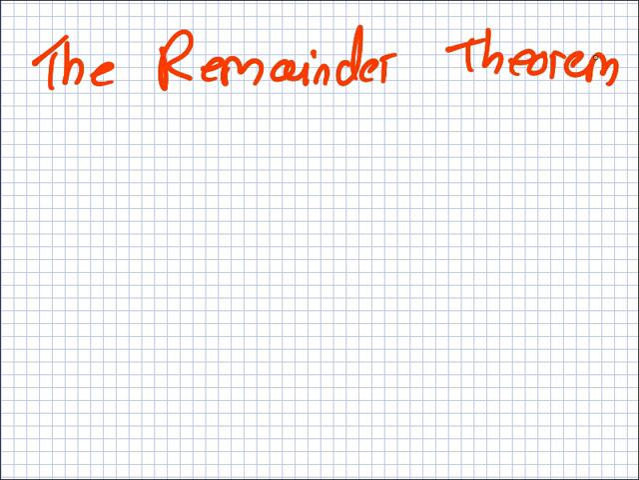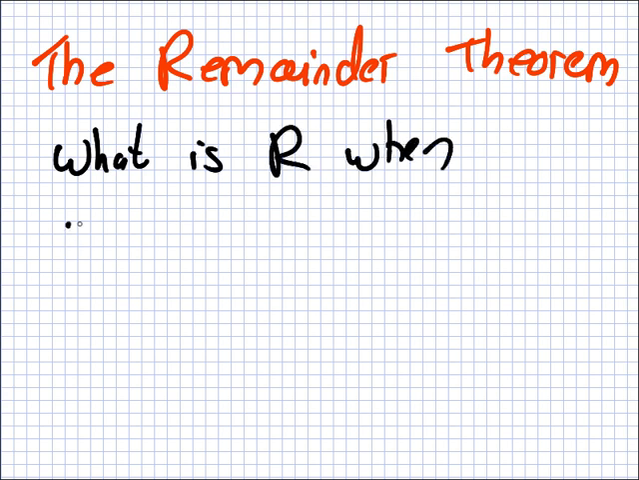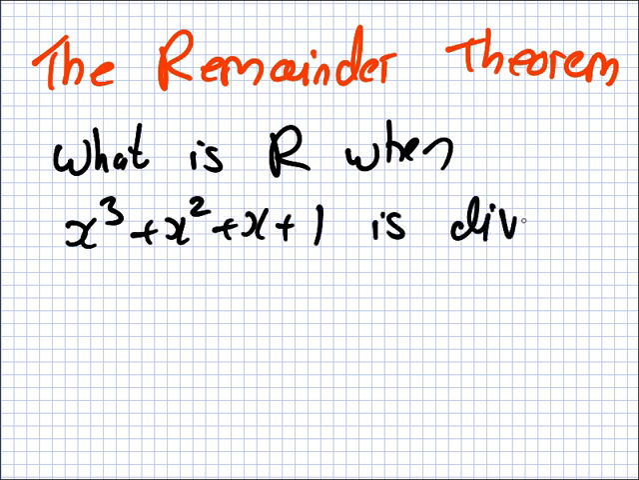So, what we're looking at now is something called the remainder theorem, and why it's useful. Let's imagine you have a problem like this. I might say something like, what is the remainder when x cubed plus x squared plus x plus 1 is divided by x minus 1? How would we do this? Well, we would calculate the long division and get the remainder.